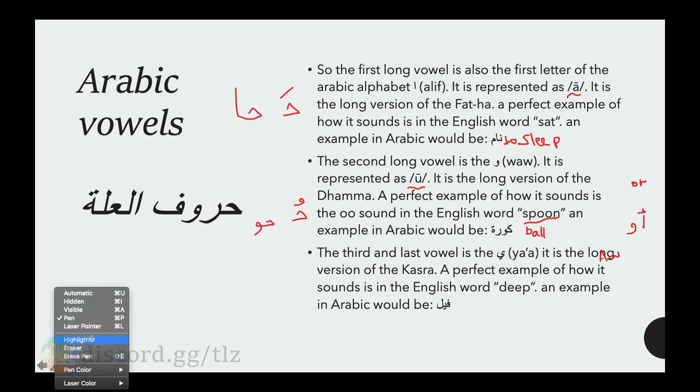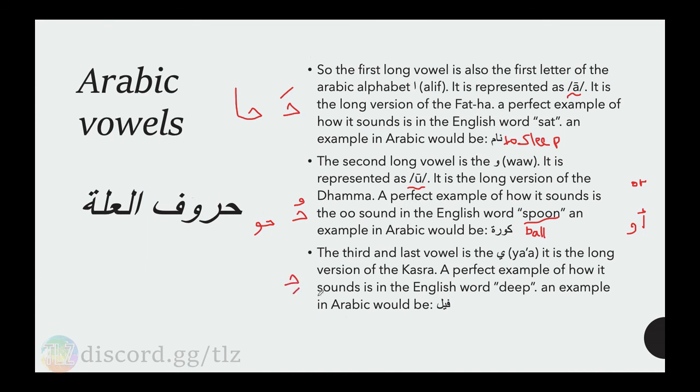Yeah. And then the third one is the ya, right, which is written like that. So let's write it here. And it is the longer version of the kasra, which is this one right here. So this would be hi, this would be he. So like the rest of them, you just pronounce it for a longer amount of time. It just stretches on. You just stretch it. And an example of how it sounds is in the English word deep. E, he, deep. And an example in Arabic would be fil, which means elephant.